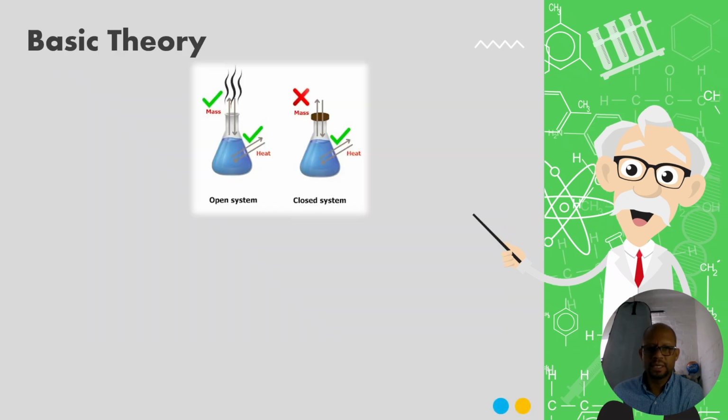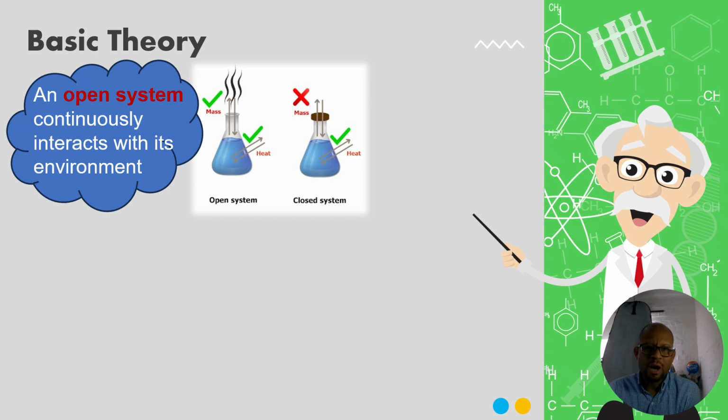Okay, some basic theory. So first of all, we need to understand what is an open system and what is a closed system. An open system is basically one that continuously interacts with its environment. That means that mass can go from the system and then enter the system. Or we will have energy that will leave the system and energy that will enter the system. So both those particular quantities will enter and leave the system.